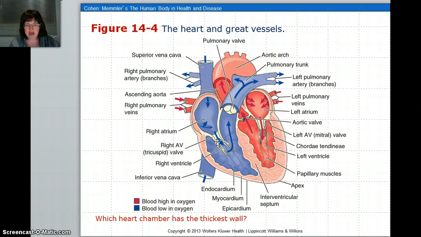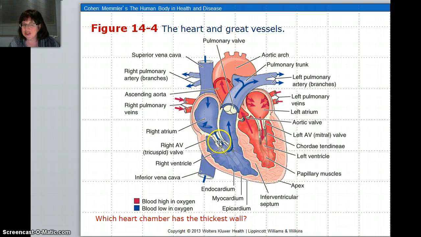Okay, tricuspid valve. As the blood goes from the atrium into the ventricle, it goes through the tricuspid valve. We'll talk a little bit more about valves in the next unit, but valves are made for one-way flow, sort of like a gate. There are these little tendons, chordae tendineae, which will prevent the valves from flopping backwards.